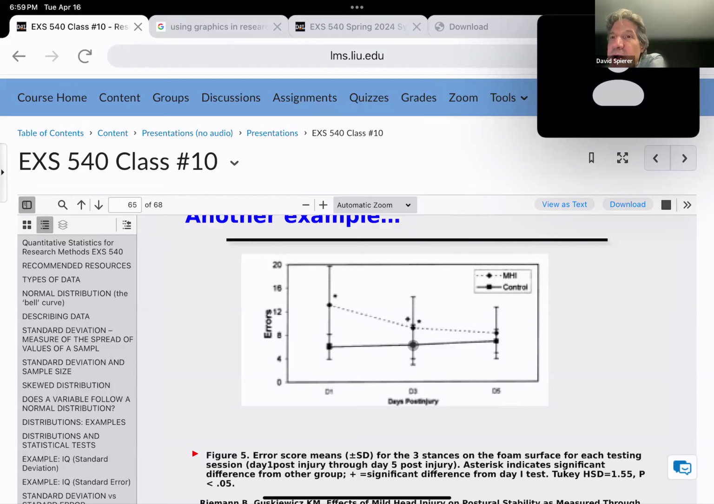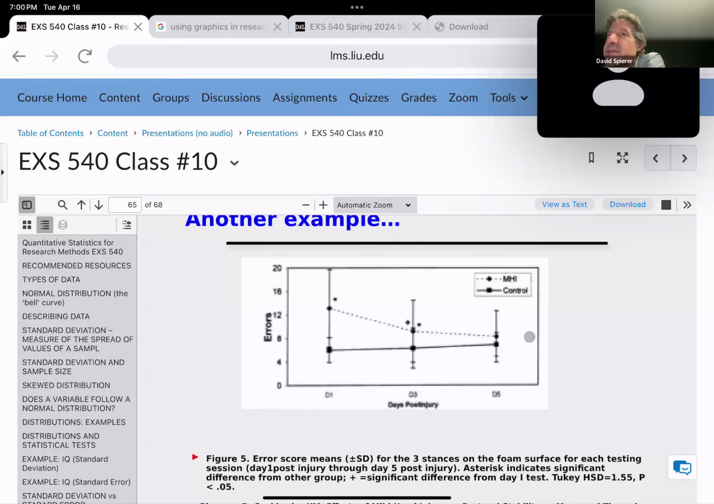But when we look at the mild head injury group, we're looking at a lot of error being caused at day 1. And then it drops on day 3, so fewer errors are being made in their stance and their balance. Then on day 5, they're almost at the control level. So whatever kind of training they're doing, day 1, day 3, day 5, this is really helping their balance after a mild head injury. That's what that's saying.